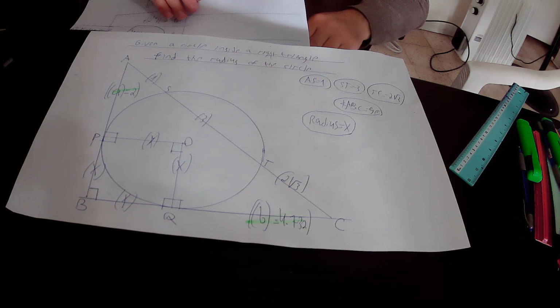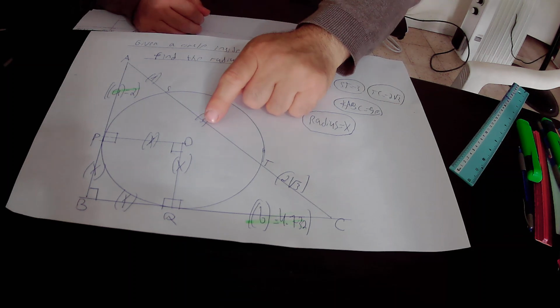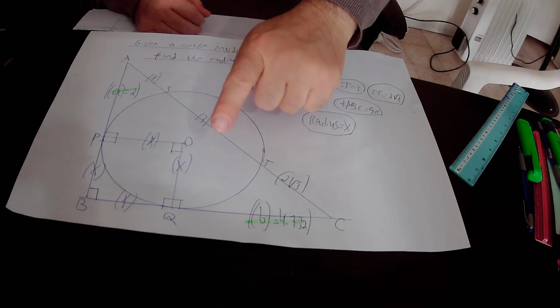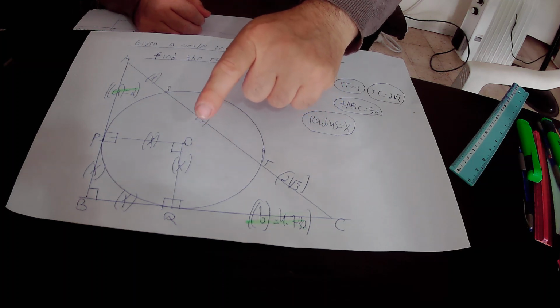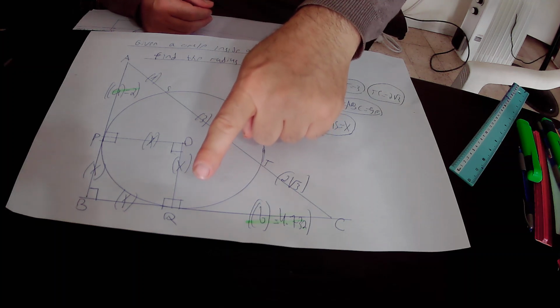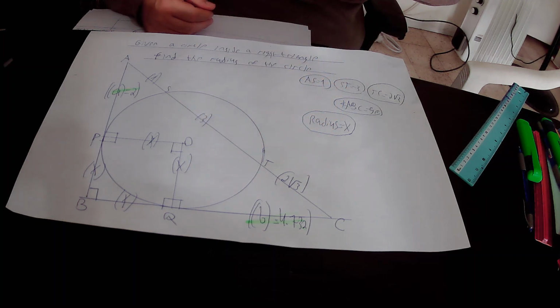What is the definition of line segment OQ? Line segment OQ starts from point O, that is the center of this circle, and ends at point Q, that is the point on the circle itself. So this is exactly the definition of a radius. Therefore OQ is the radius of this circle, that is equal to x according to our definition.